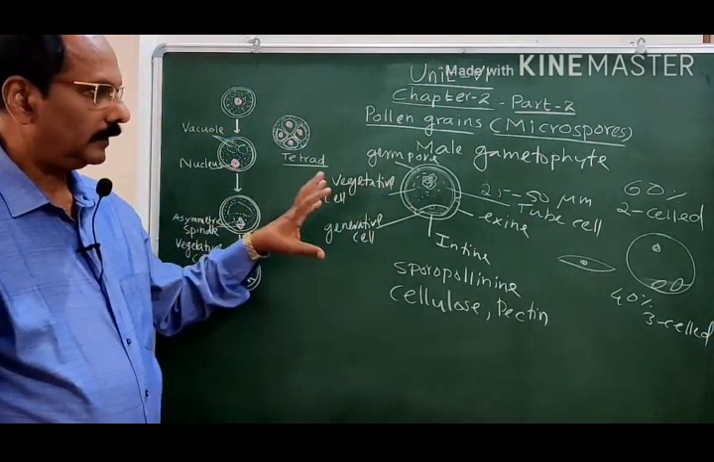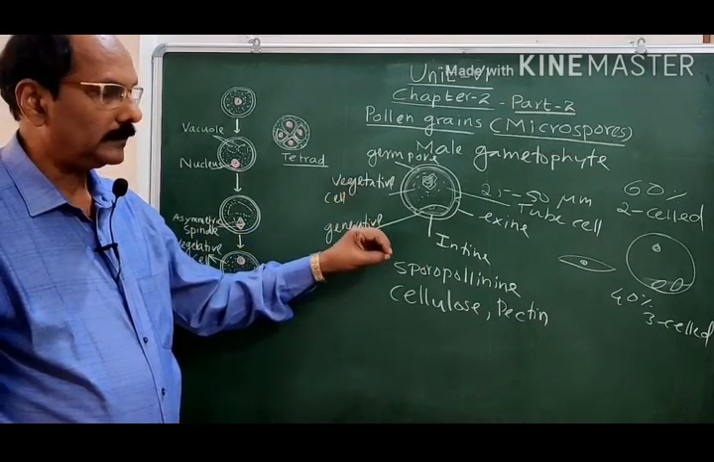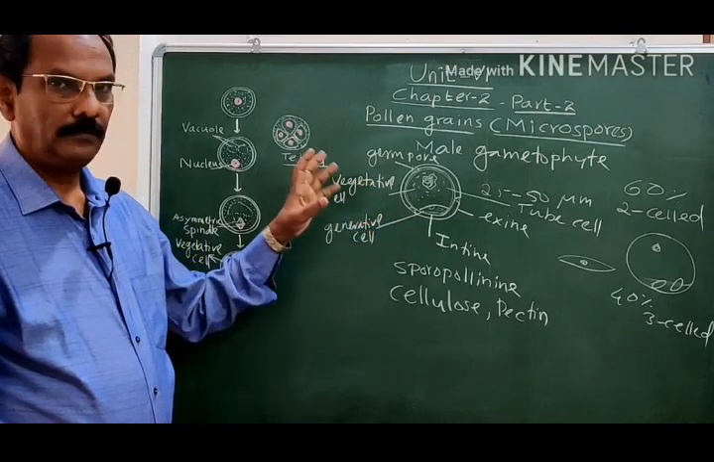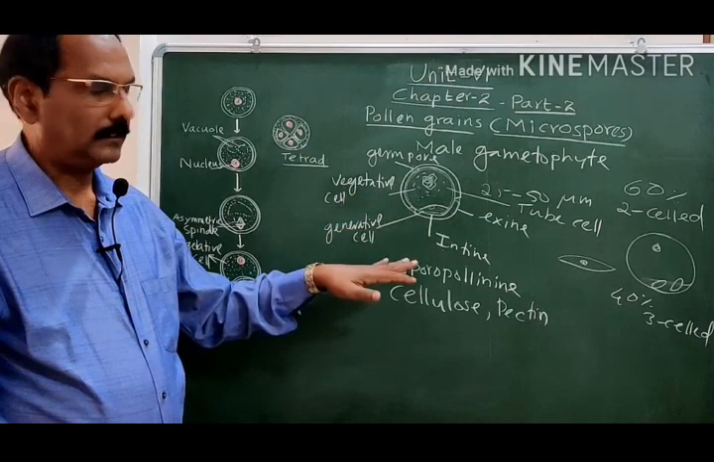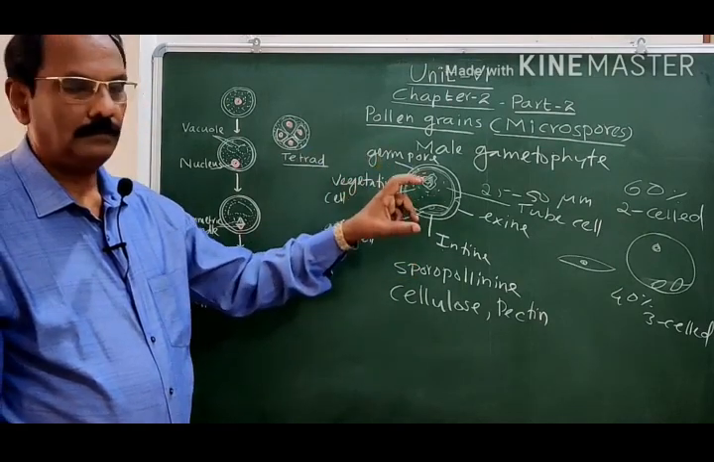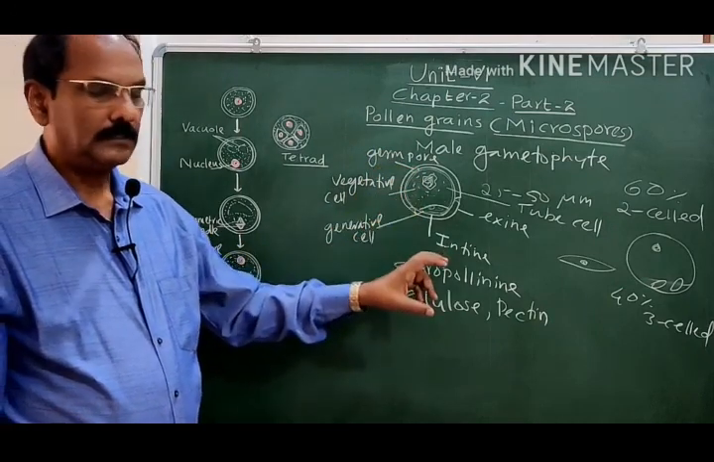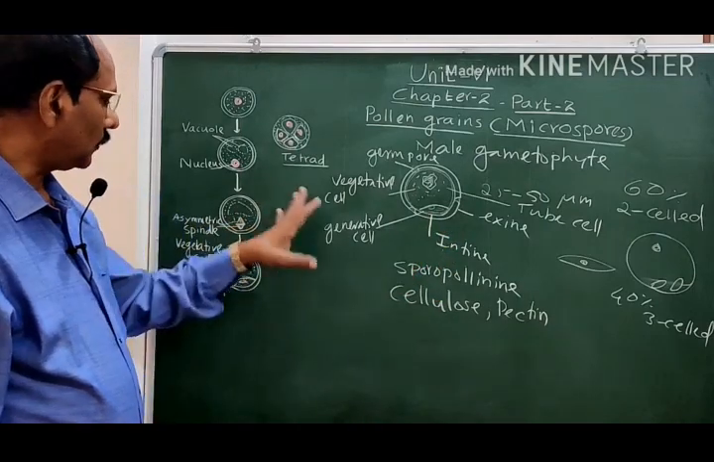Questions on whether the pollen grains are liberated at a two-celled stage or three-celled stage have been asked in the NEET examination previously. It may be the three-celled stage or the two-celled stage, but the two-celled stage is more predominant, because in 60% of plants the pollen grains are released at the two-celled stage, and only in 40% of plants at the three-celled stage. So that is the structure of the pollen grains.